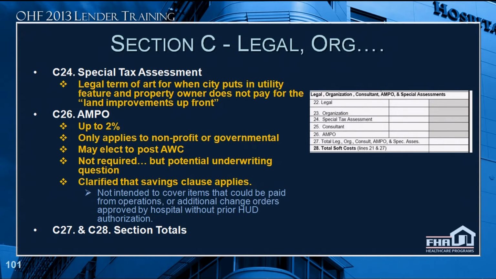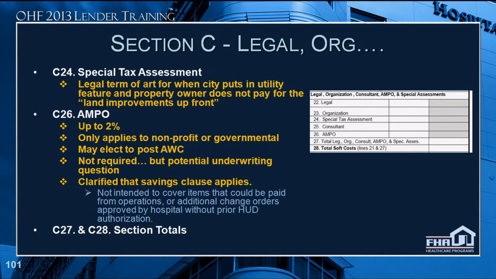Clarified that the savings clause applied. There was confusion about what happens in here with the AMPO at the end when we go to final endorsement if I have savings. Can I just use this money to buy other equipment? Do I get all this money back as cash at the end?